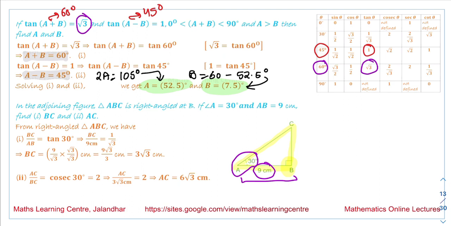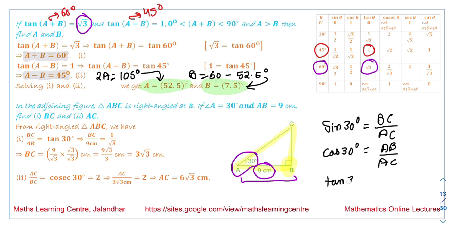So when we are writing the value of sin 30 degrees, we know it is BC over AC. When we are talking about cos 30 degrees, it is AB over AC. And when we are talking about the value of tan 30 degrees, it is BC over AB. Now, the value of AB we have is 9. So it is 9 over AC. And this value we are talking about.